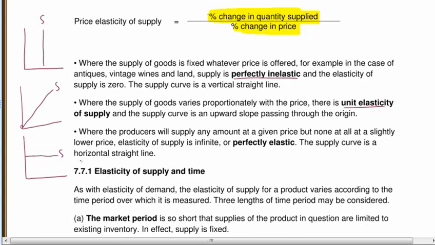But in reality, we'll be somewhere in between, won't we? So, relatively inelastic will just be a steeply sloping supply curve. Relatively elastic will be a relatively gently sloping supply curve.